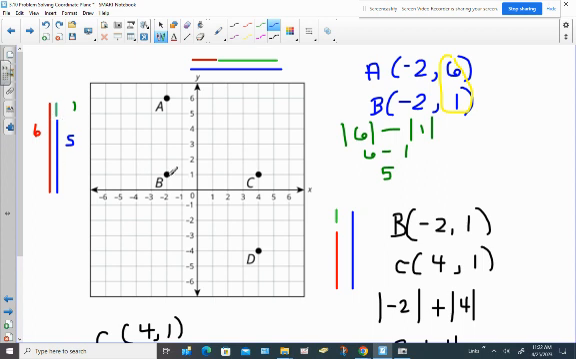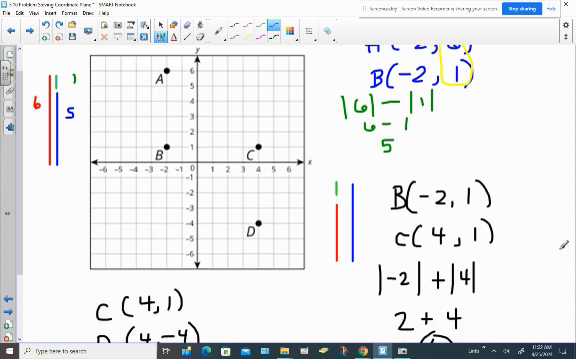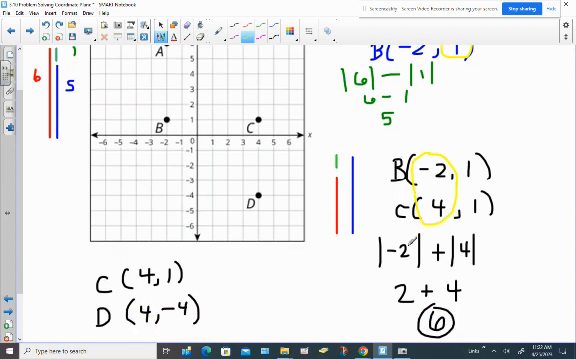So let's talk about points B and C. These are in different quadrants. C is in quadrant 1, and B is in quadrant 2. I wrote the ordered pairs down. Point B is (-2, 1). Point C is (4, 1). What we've learned in class is that we would look at the coordinates that differ from each other, figure out the absolute values of those, and since they're in different quadrants, we would add the absolute values. But let's explore, why does that work?